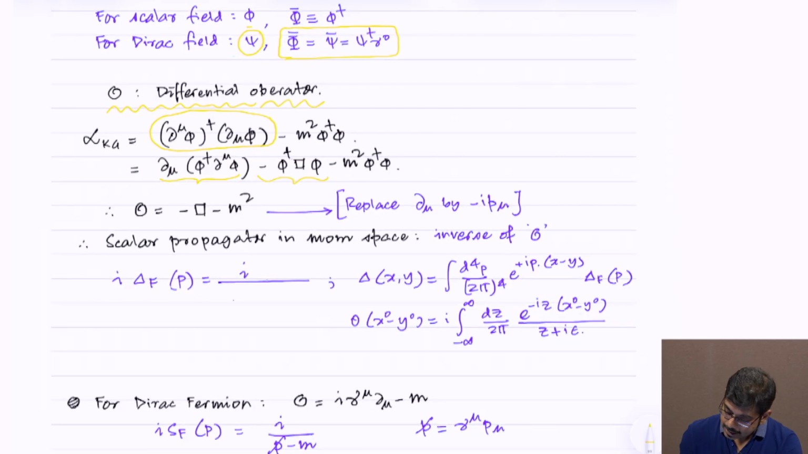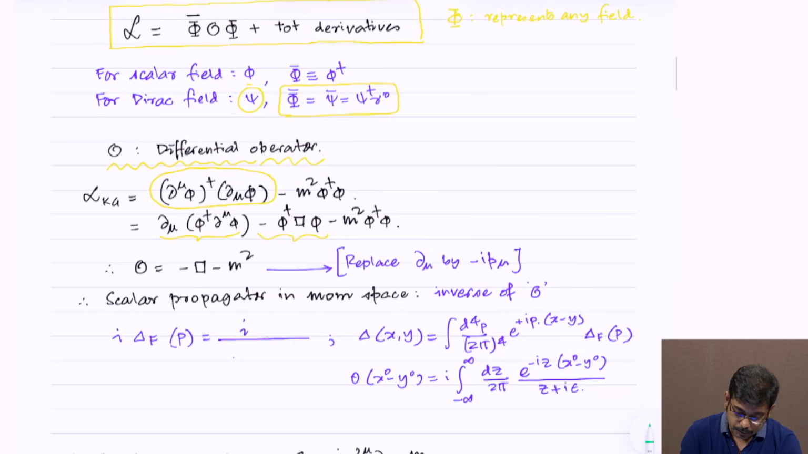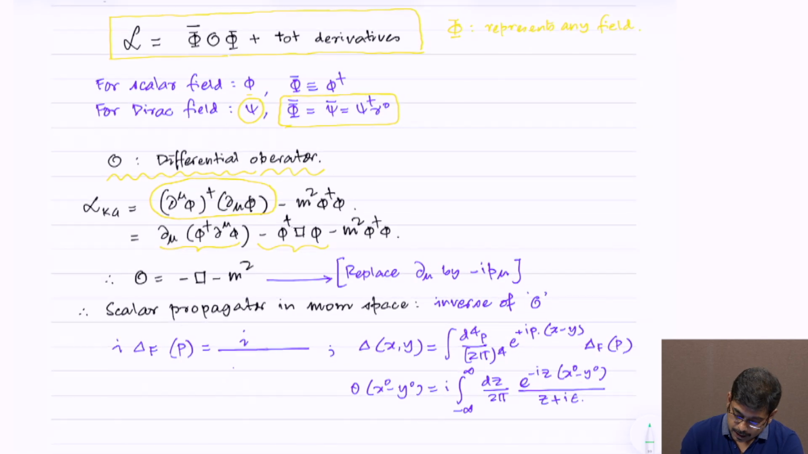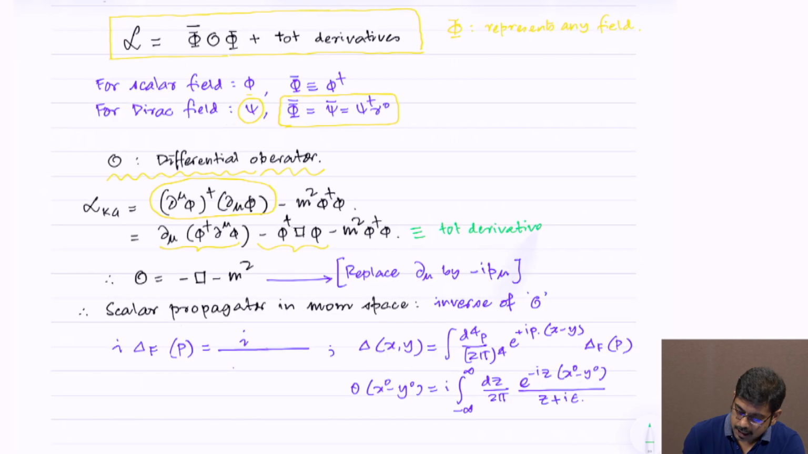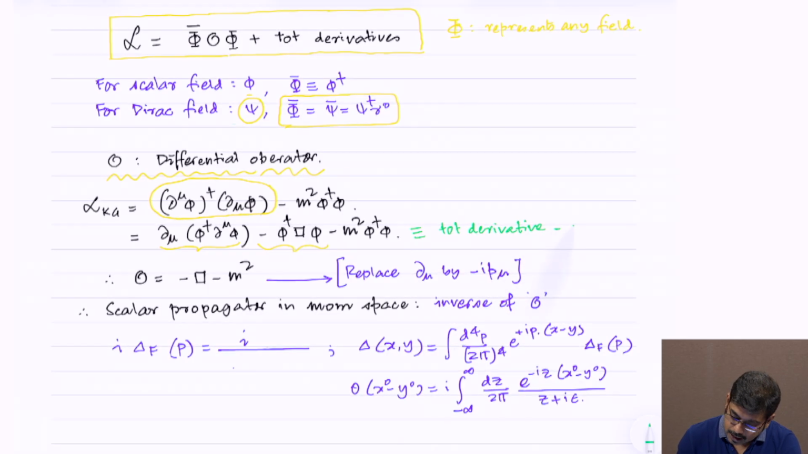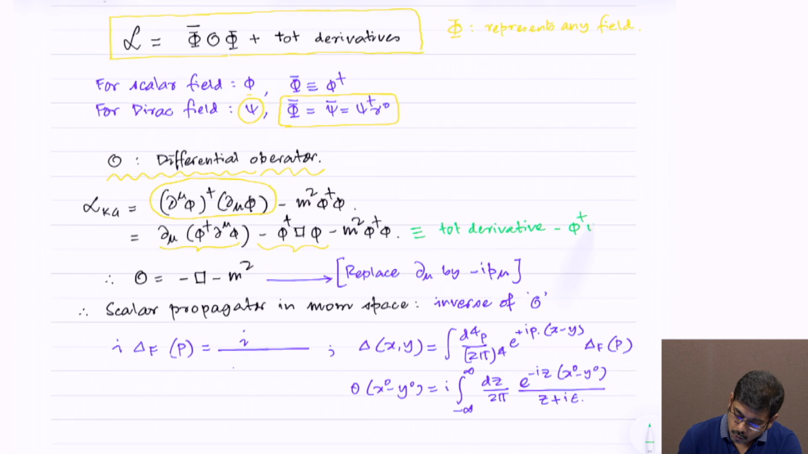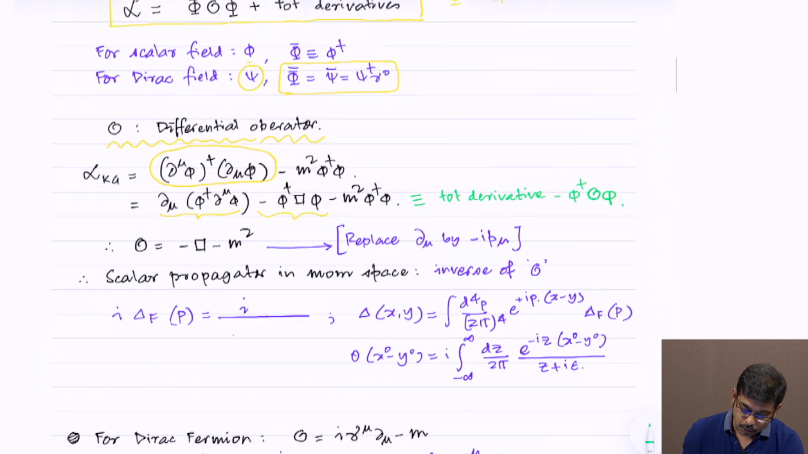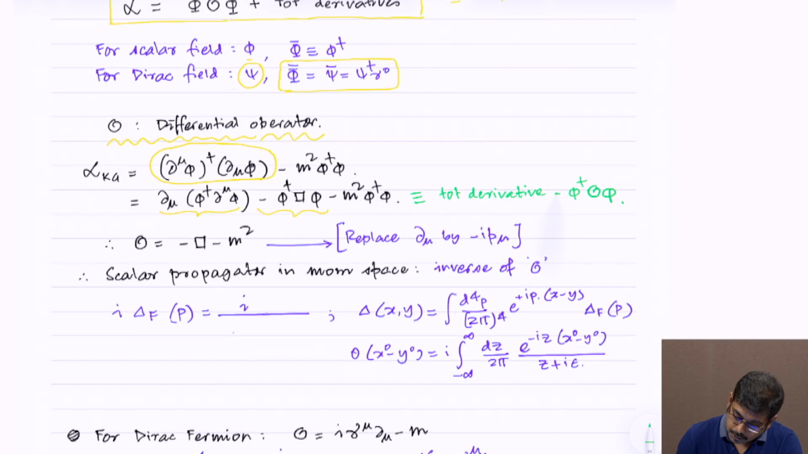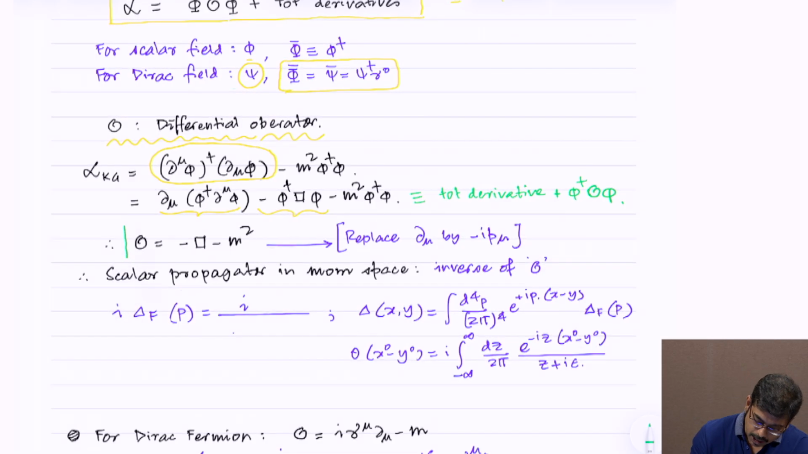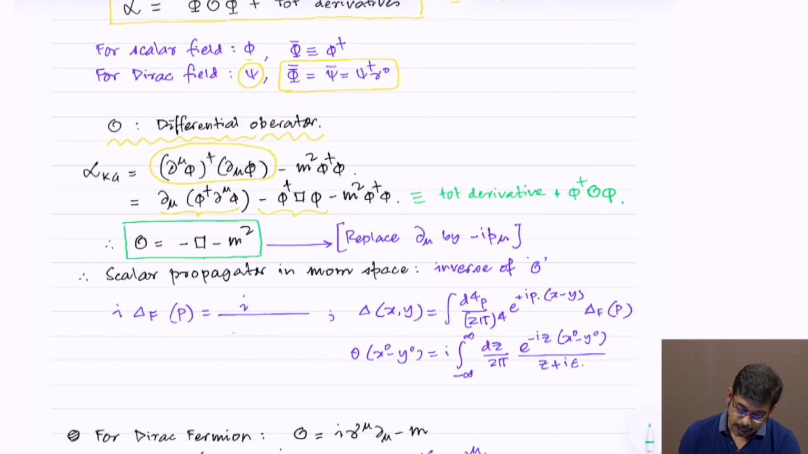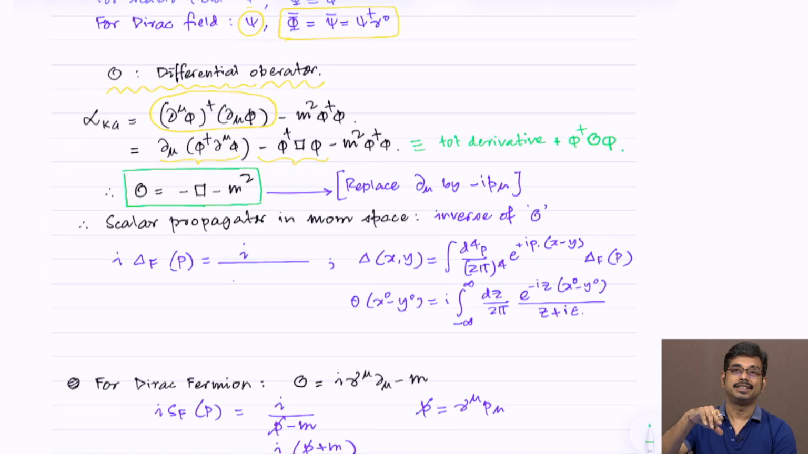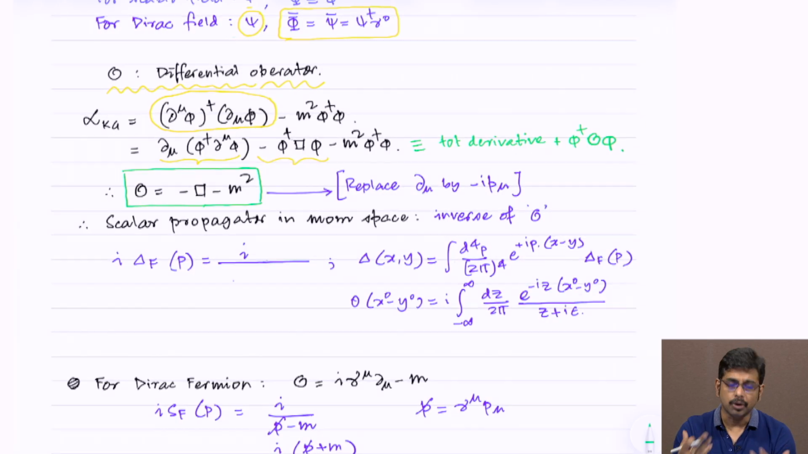Now, this exactly resembles the Lagrangian that I wrote before. The first term is the total derivative term, which we do not worry too much about, and the second term is essentially phi dagger O phi. So what is your O? O will be nothing but minus box minus m square. Now, what we need to do is invert this operator O to get the Green's function, or the propagator.